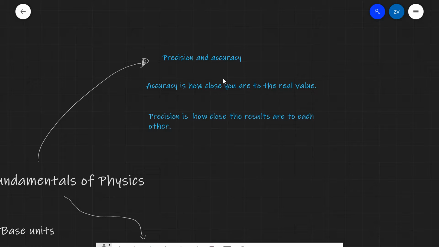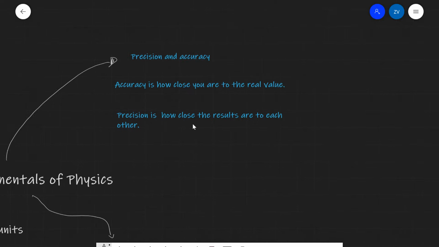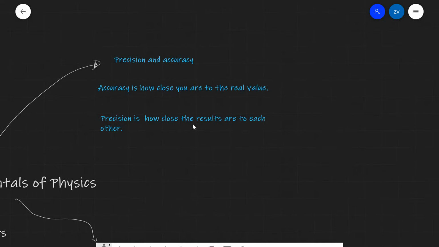In A Level Physics, or in science in general, those two terms have a very, very different meaning. Accuracy is how close you are to the real value, whereas precision is how close the results are to each other. For instance, if I wanted to make an experiment measuring the acceleration due to gravity on Earth, the real average value for g is about 9.81, and this here is my real value.